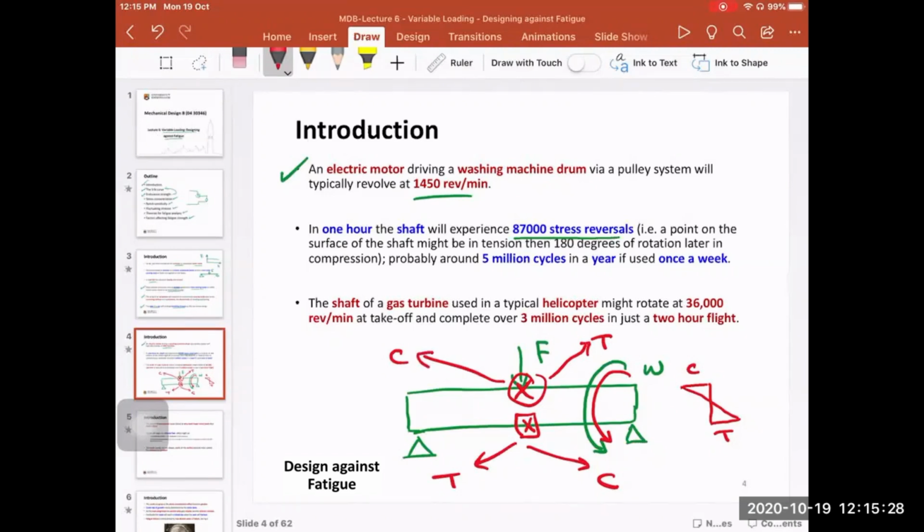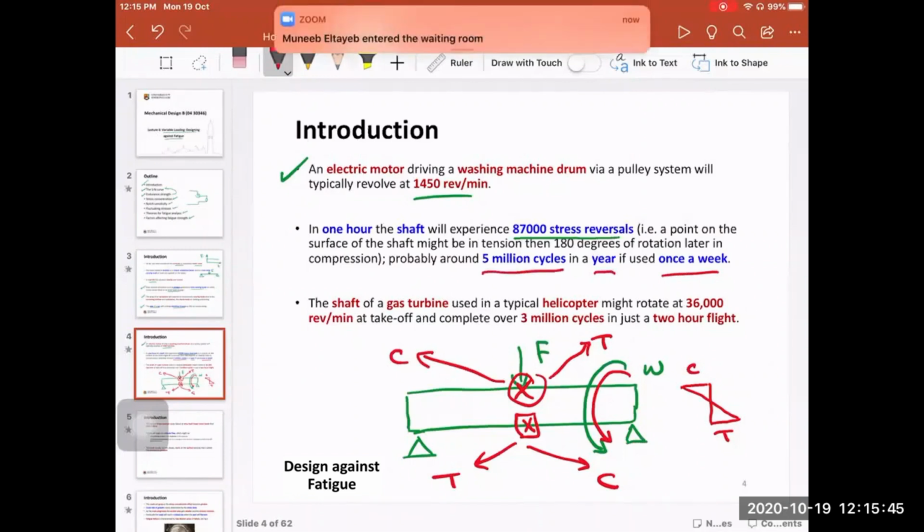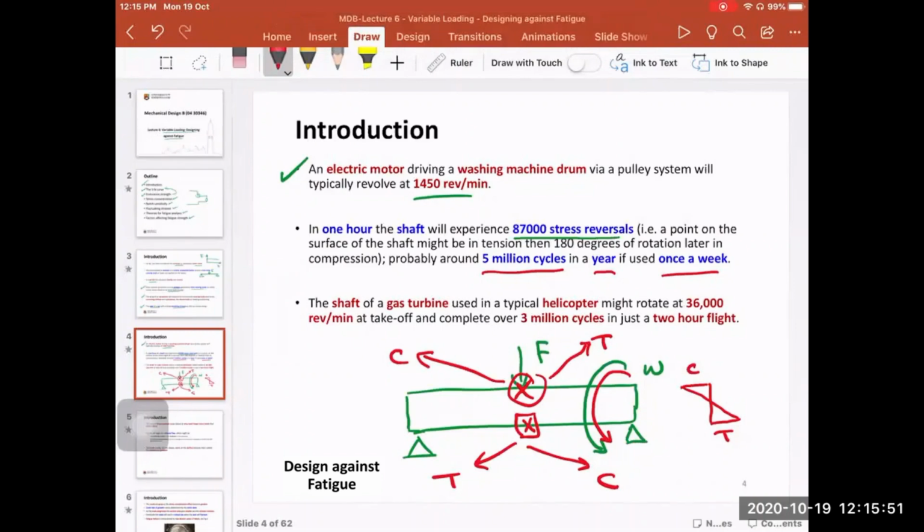of cycles. So for example, if this same electric motor or washing machine is used once per week for 1 year, this shaft is going to rotate around 5 million cycles. So you see the scale of the stress reversal that one shaft or one application can see.